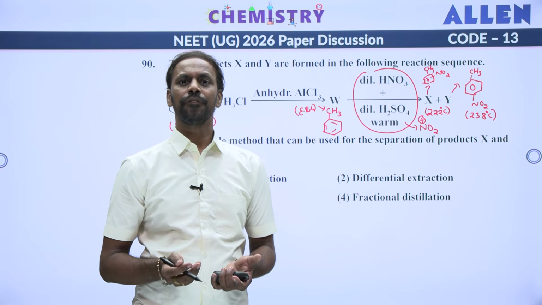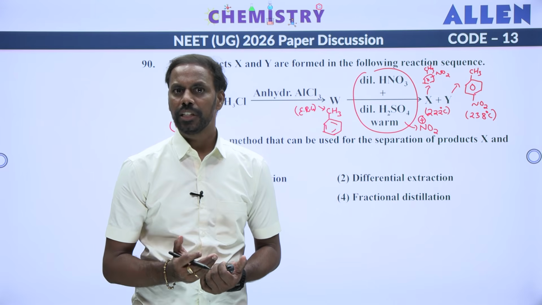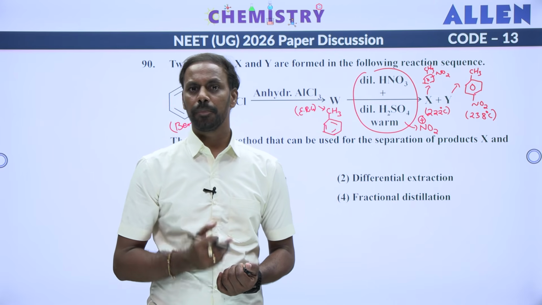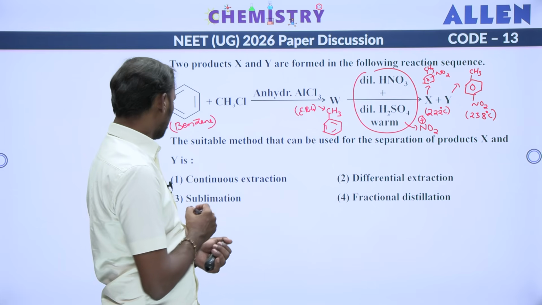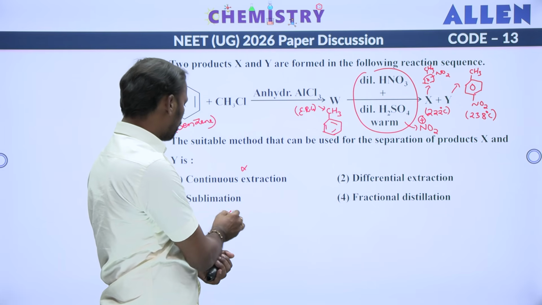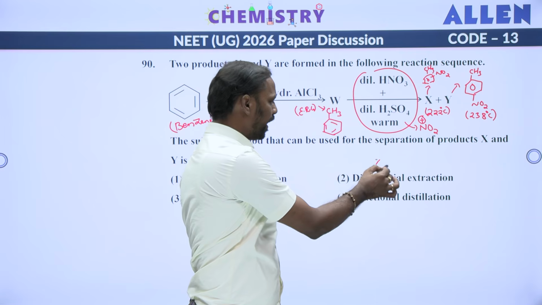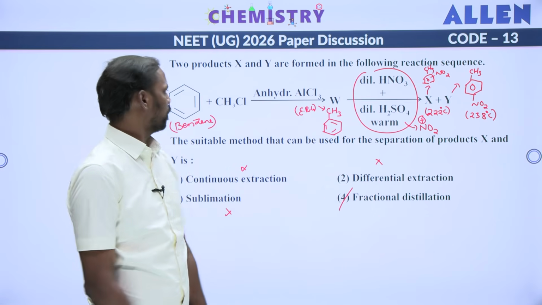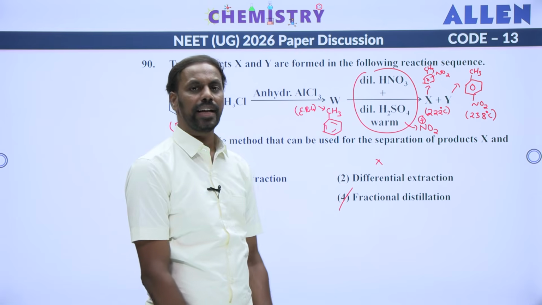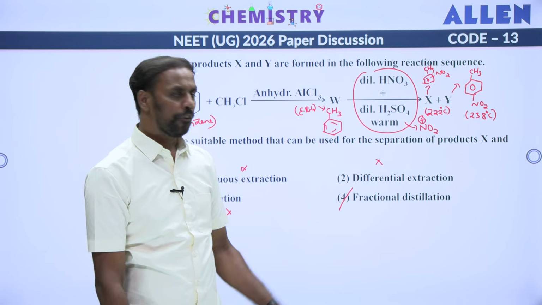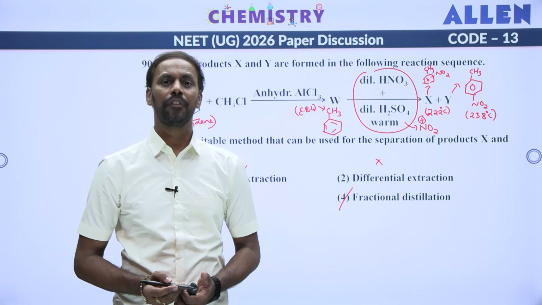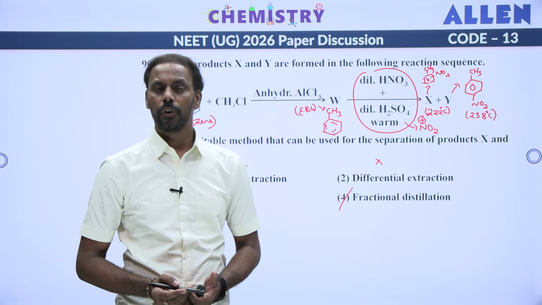As we know, if the boiling points of both components are very close, then we can use fractional distillation for the separation of both components. So here you can cancel sublimation, differential extraction cancel. So what is the correct answer here? Fractional distillation. So question number 90, what is the answer, student, here? Option 4. Okay, so this is the total paper discussion. I hope everybody has done good. Okay, thank you.